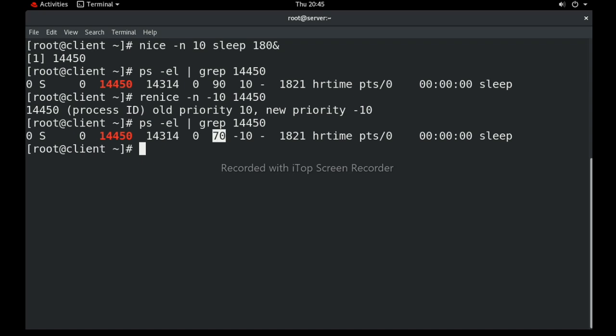Now, as you can see here, the nice value is negative, which has reduced the priority value, which means that this process now currently has the highest priority. Because as we discussed, lower the priority value, higher is the priority. Higher the priority value, lowest is the priority.